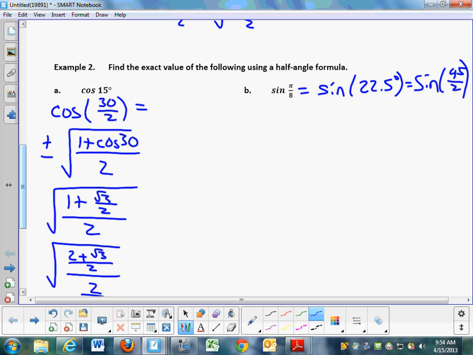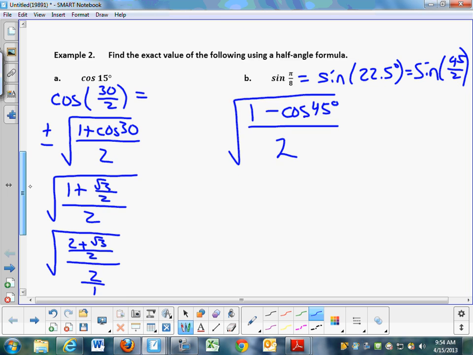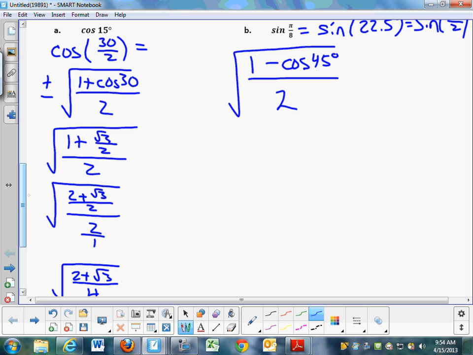We're going to say that this is equal to, again, which quadrant are we working in? First, so we'll be positive. So we have the square root of, is it 1 minus cosine? 1 minus the cosine of 45 degrees divided by 2. And now we go to work. What's the cosine of 45? Good.